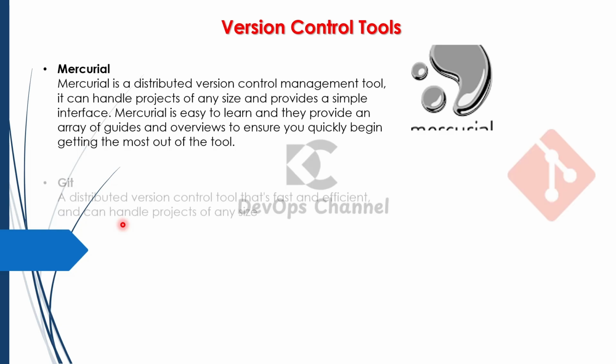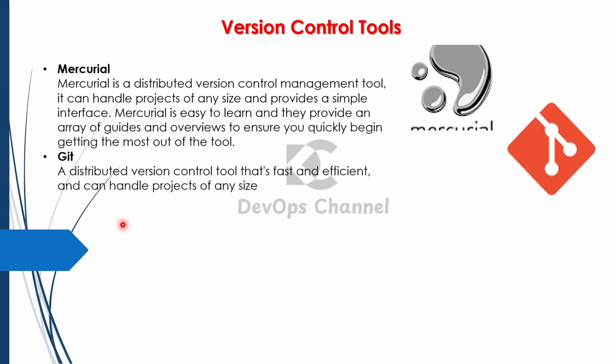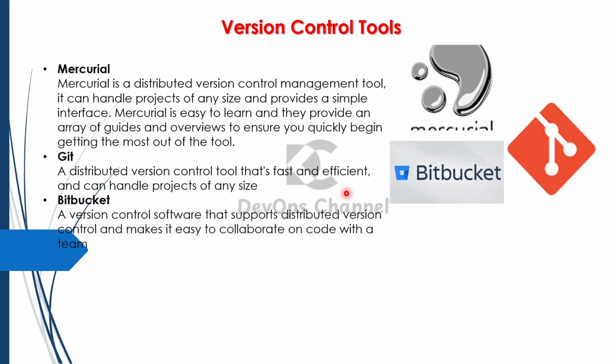Okay, now the next one you definitely must have heard about. It's Git. It's also a distributed version control system which is fast and efficient, and it can also handle projects of any size. Okay, and that's the icon for Git. You definitely might have heard of it. Next one is Bitbucket. This is version control software that supports distributed version control and makes it easy to collaborate on code with a team.